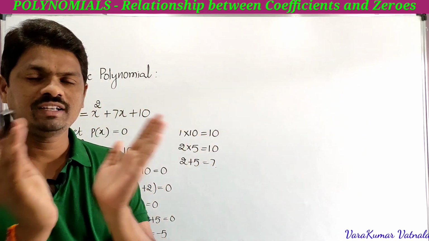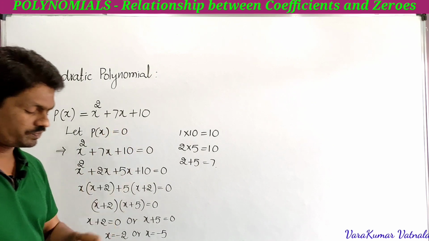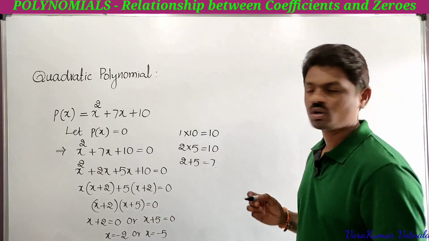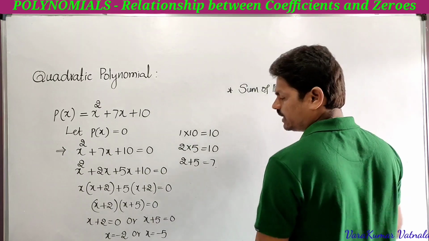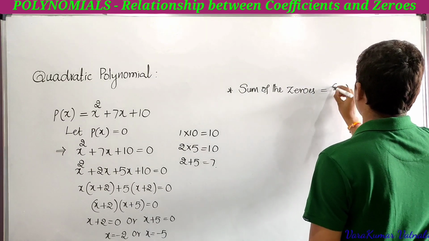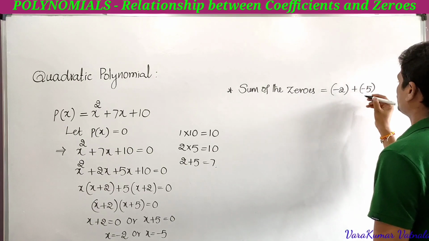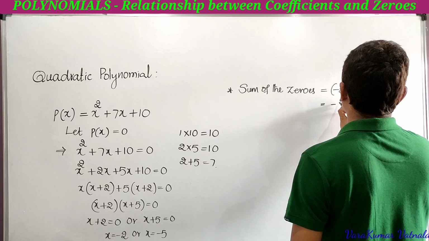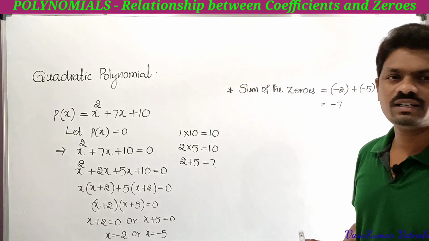Now we have to find the relation between the zeros and the coefficients. See here, I want to find the sum of the zeros. Here these two are the zeros. We have to find the sum, that is minus 2 plus minus 5. Minus 2 minus 5 is equal to minus 7.